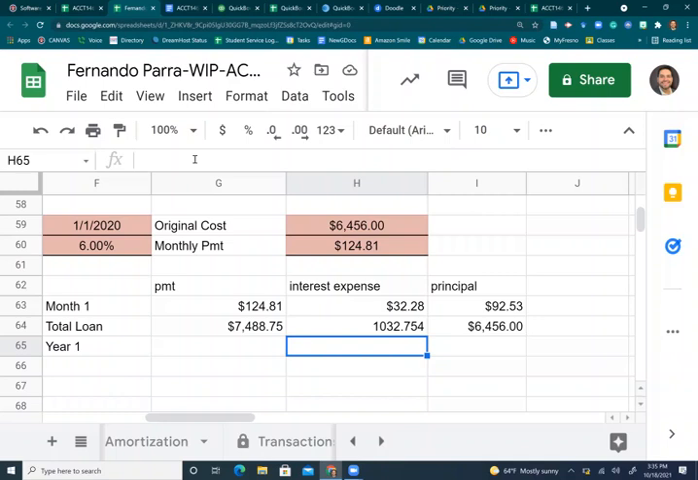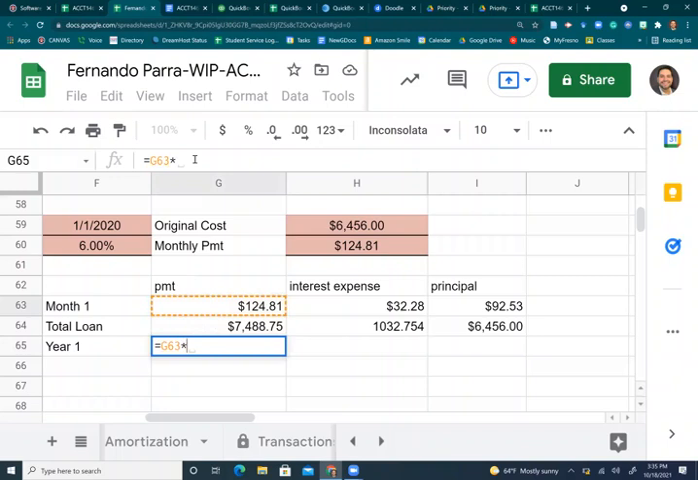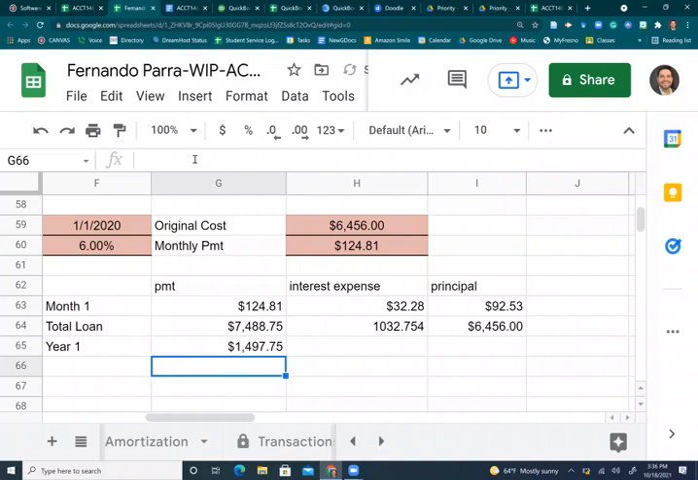Okay, year one. Did anybody calculate it already? Are we done? How much am I going to pay the first year in terms of payments? Richard, how much? Year one. Like 12, right? There are 12 months in a year, 12 payments, right? Wonderful.